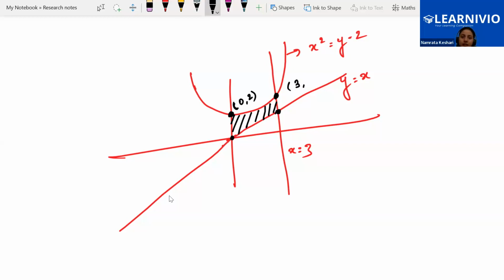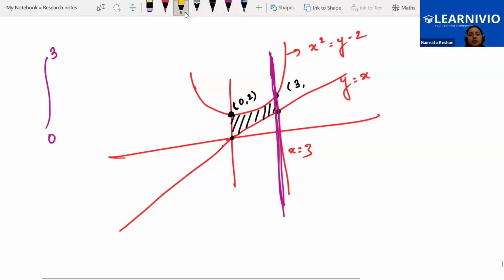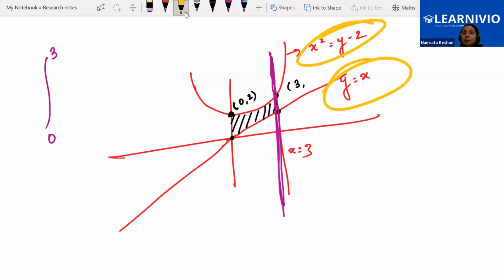So basically here, without even finding all the intersection points, we can directly take that x equals 3 is there, right, Murtaza? Yes, ma'am. Here we can take from x as 0 to x as 3, the upward curve. Which is the upward curve, Murtaza? The parabola or the straight line, y equals x? This one or this one? Which one is the upward curve?